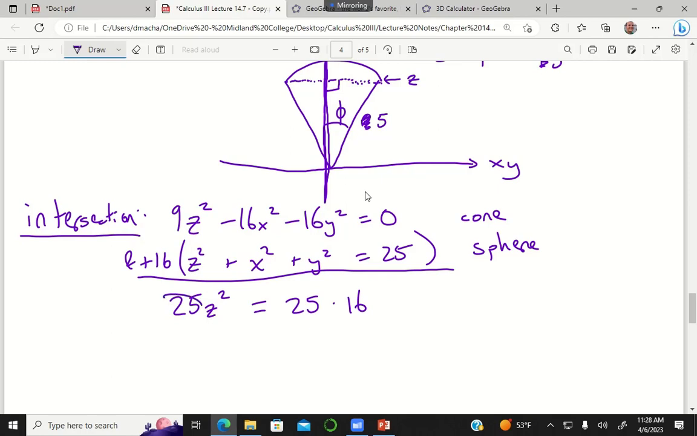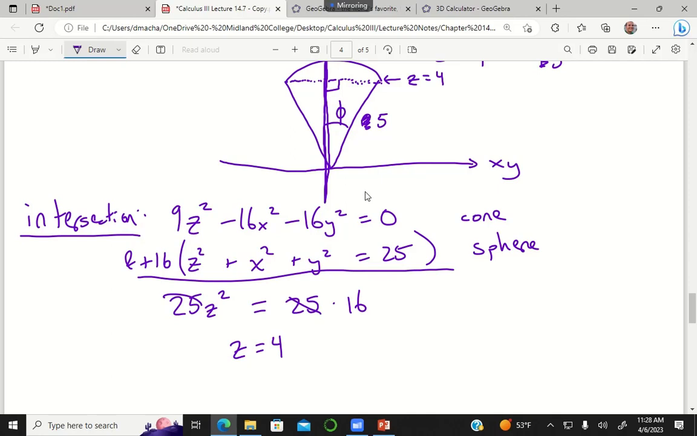And so if I cancel out the 25s from both sides, z squared is equal to 16, which means z is equal to 4. So at the intersection between the sphere and the cone, this z value has to be equal to 4. And then the other side will be minus 4. Well, I don't care about z equals negative 4, because I'm only caring about the shape of this ice cream cone above the xy plane, you know?